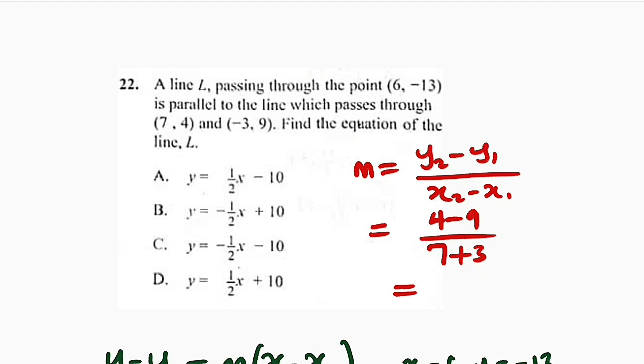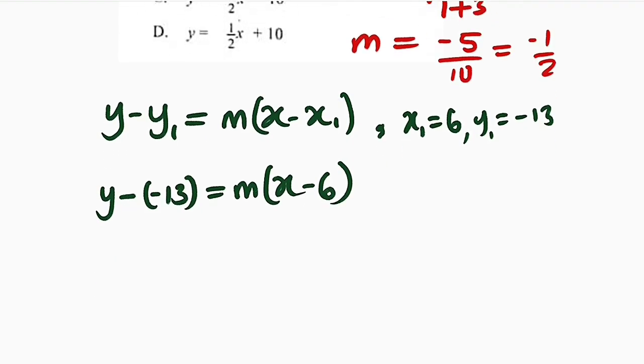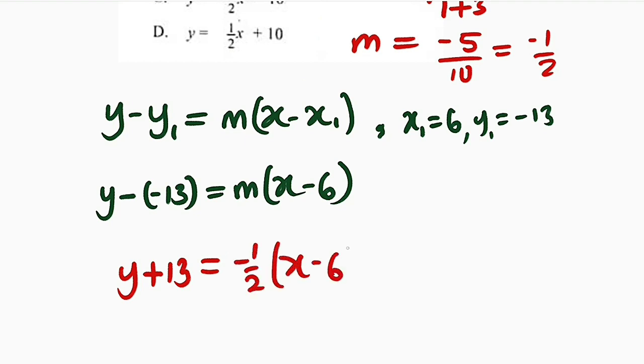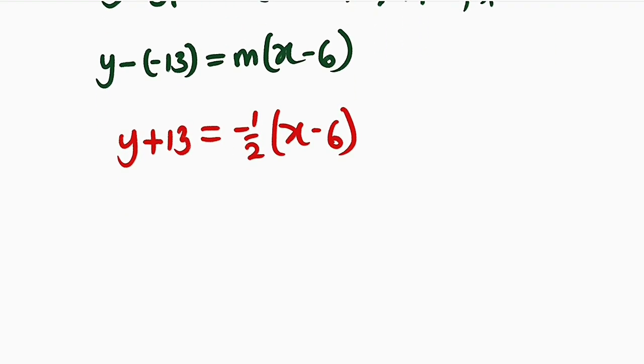If you simplify this, to the top, you have 4 minus 9, which is -5. To the bottom, you have 10. To the lowest term, you have -1 divided by 2. And hence, the slope is what? -1 divided by 2. All we have to do is to bring it back here. So we have y plus 13, because minus minus is plus, equal to -1 divided by 2 multiplied by x minus 6. Simplify and get the equation.